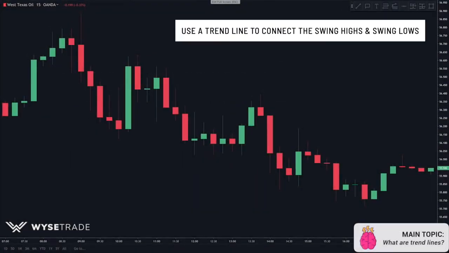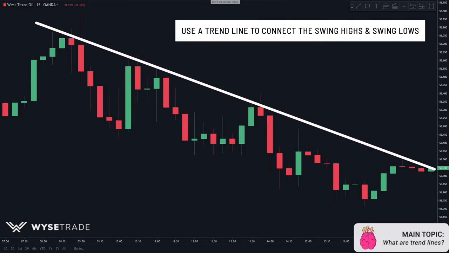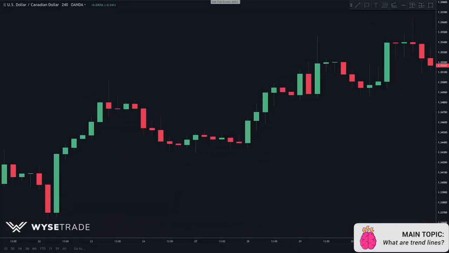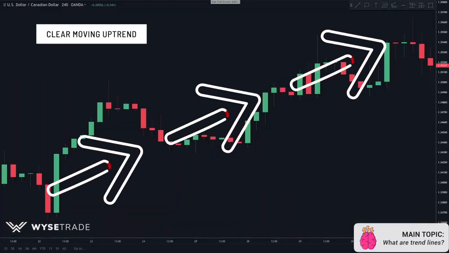Now, a trend line is then applied to connect the swing highs along the top and swing lows along the bottom. So let's move on to an uptrend. Here we have a clear uptrend.